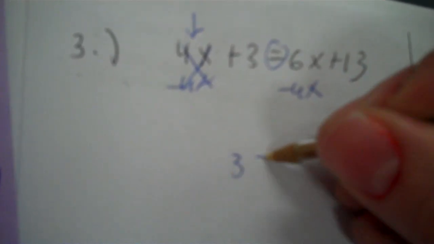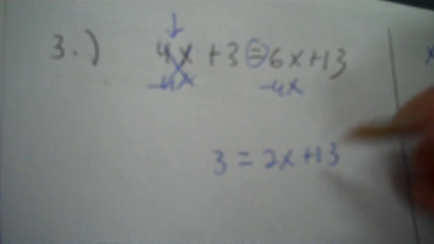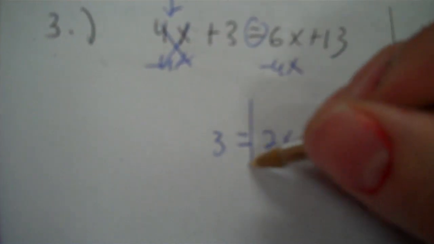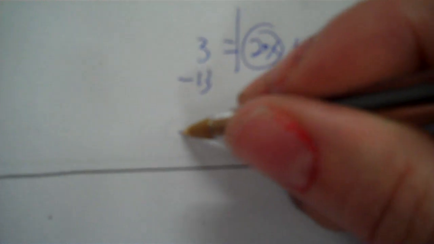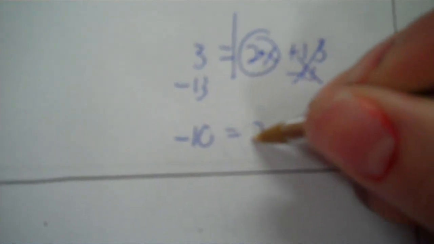Collect the x's into 1. They're on opposite sides, so you take out the smaller one. Minus 4x, minus 4x. 3 is equal to 2x plus 13. So you minus 13, minus 13. 3 minus 13 is negative 10. And 2 times x, okay? And you divide both sides by your 2. Now x is by itself, negative 10 divided by 2 is negative 5.